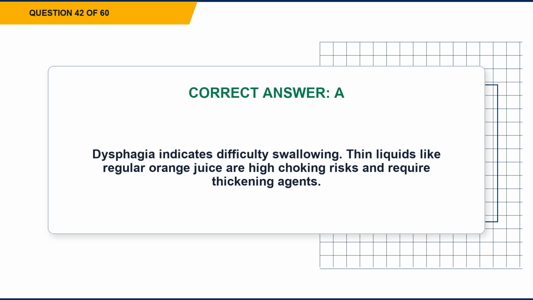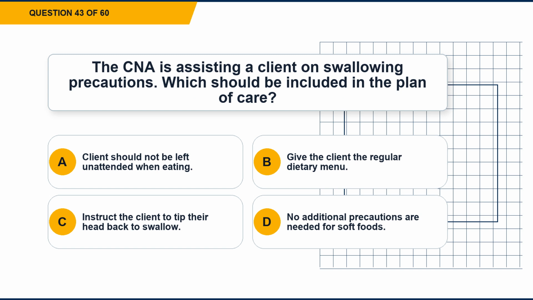Explanation. Dysphagia indicates difficulty swallowing. Thin liquids like regular orange juice are high choking risks and require thickening agents. Question 43. The CNA is assisting a client on swallowing precautions. Which should be included in the plan of care?